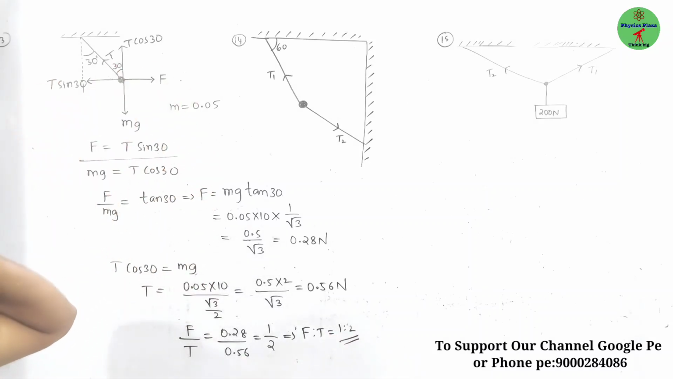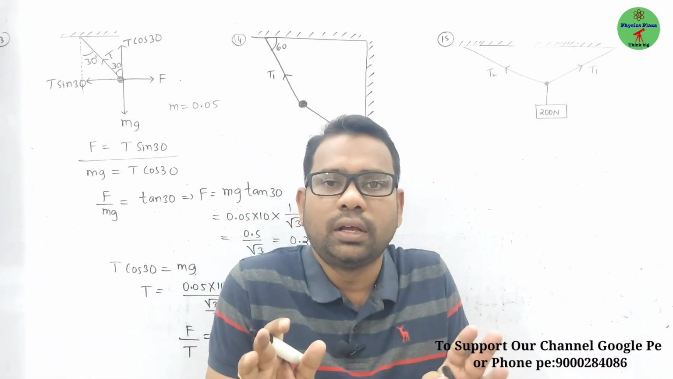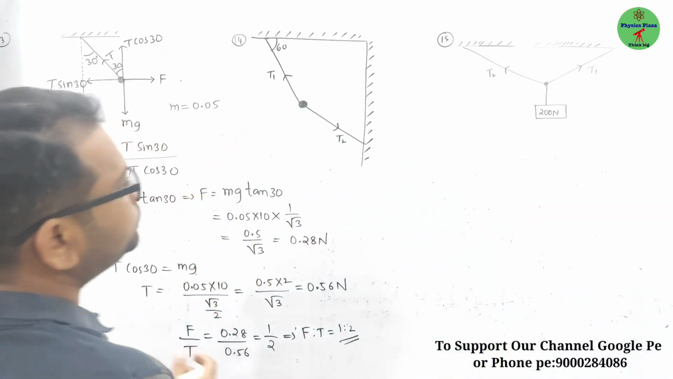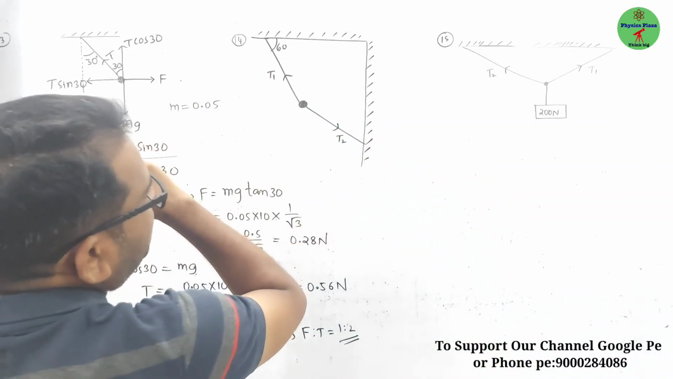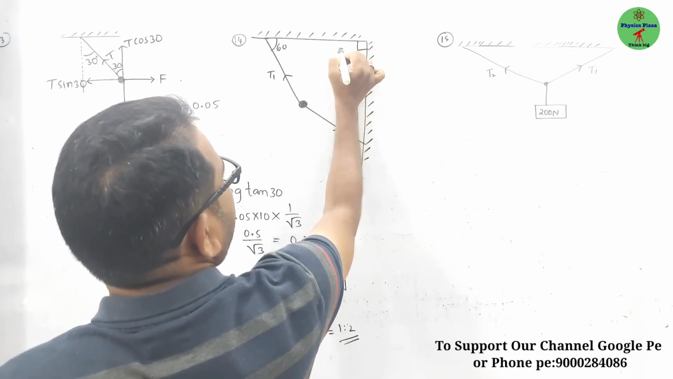Yes, come to the 14th numerical. Children, by seeing the diagram, don't get confused, don't get tense. It's simple. We are just going to resolve the vectors. That's it. So here 60 is given. No other angles are given. This is 90. Okay, fine.